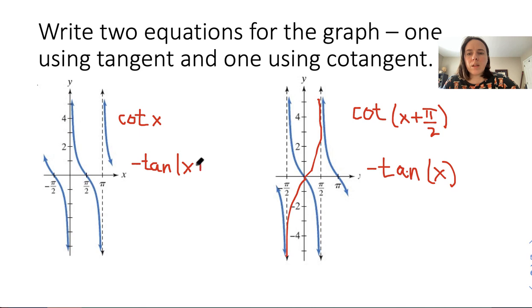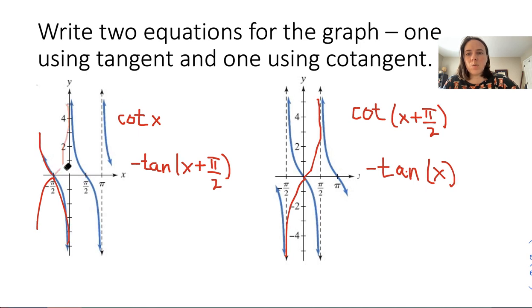Because they have that nice period of pi structure, it doesn't matter which way we go. So I'm going to take my tangent, shift it by pi over 2, and flip it across the x-axis. I took my tangent and moved it over, so it looks like this now. Then I made it negative so that it flipped across to get that nice cotangent-y looking shape. Beautiful. Okay, so those are our two equations using tangent and cotangent.